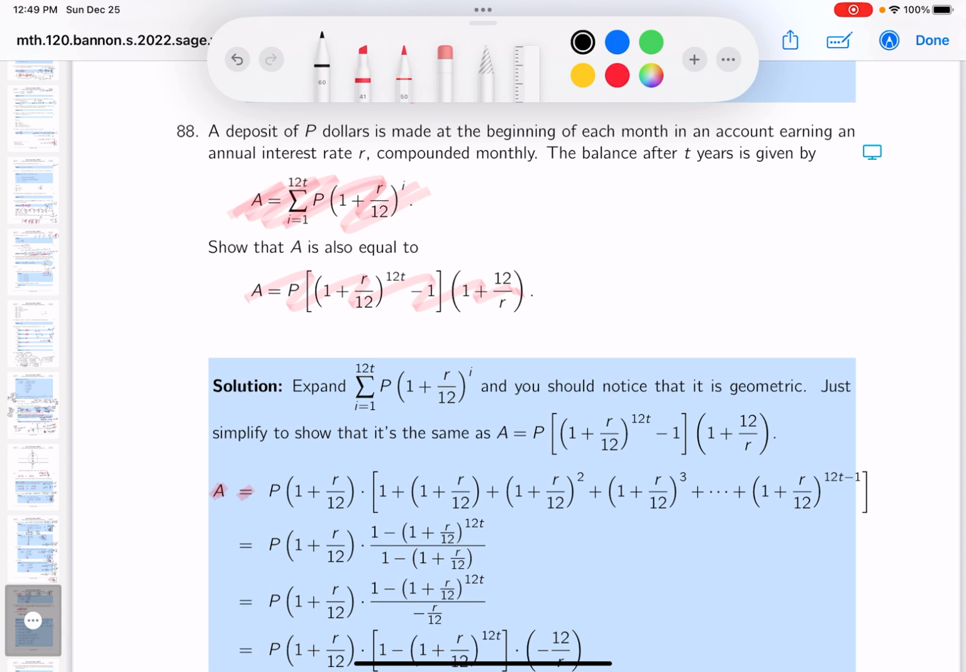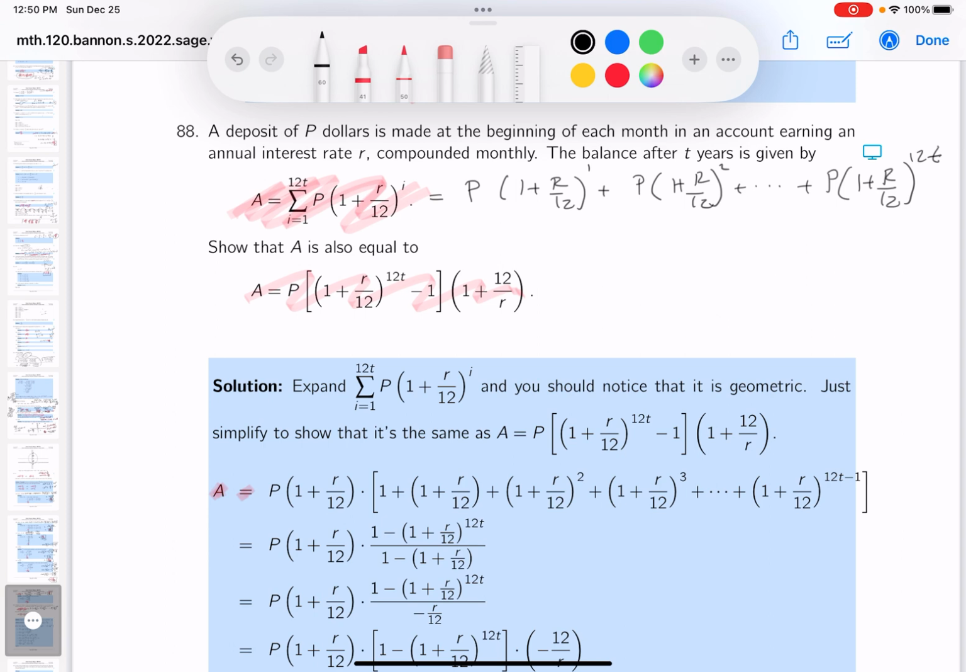What I mean by that is you could write that down. It would be P, and then you'd get P(1 + R/12) to the first power plus P(1 + R/12) to the second power plus yada, yada, yada. And where would it stop? P(1 + R/12), and it would stop at 12t.